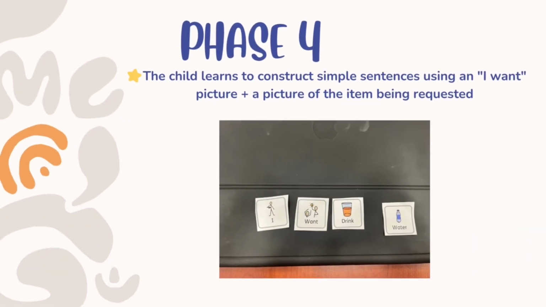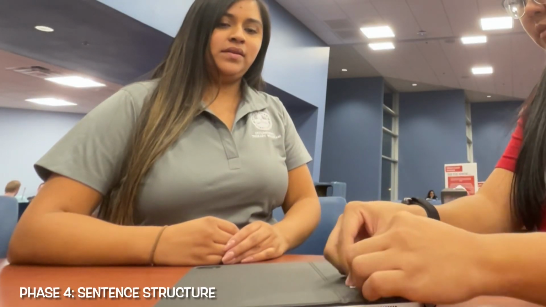Phase 4. The child learns to construct simple sentences using an I want picture plus a picture of the item being requested. The goal of this phase is to introduce sentence structures, promote verbalization, and monitor the progress of the child. Once the learner forms the sentences, the communicative partner will then point at each word, read aloud, and give the desired item if done correctly.